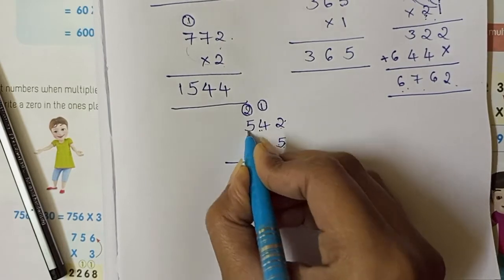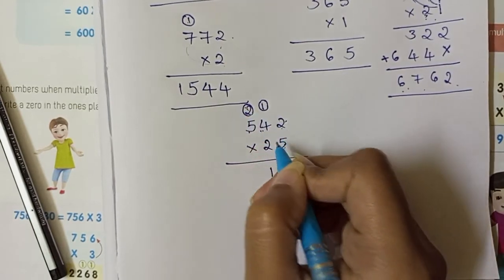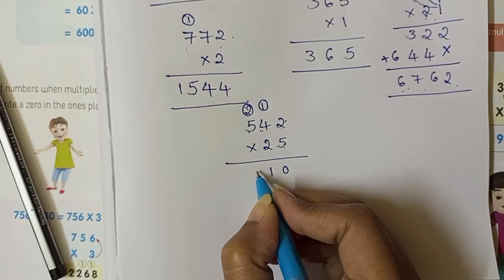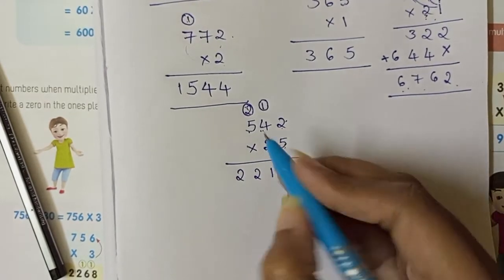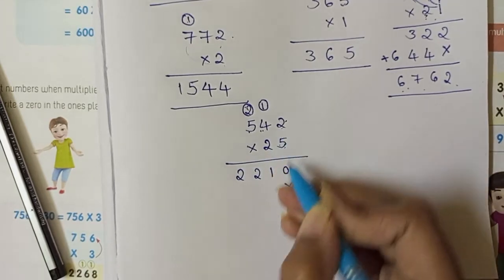5 fives are 25. 25 plus 2 is 27. We have to write the 27 here. Ones place completed. Again, 2 twos are 4.